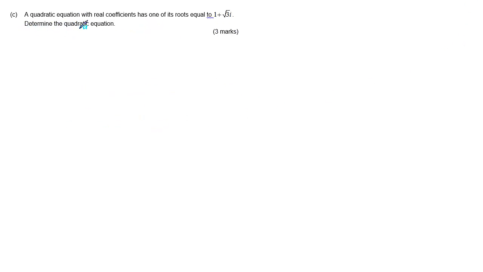A quadratic equation with real coefficients has one of the roots equal to 1 plus root 3i. Determine the quadratic equation. Now, roots of polynomial equations with real coefficients always have their complex roots in conjugate pairs. So straight away 1 minus root 3i must be the other root.